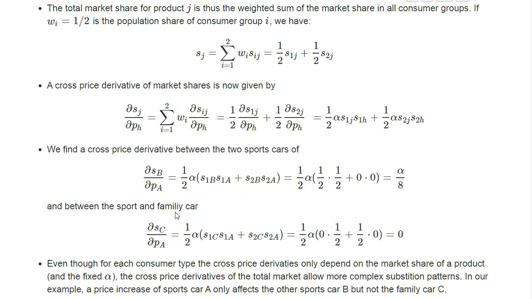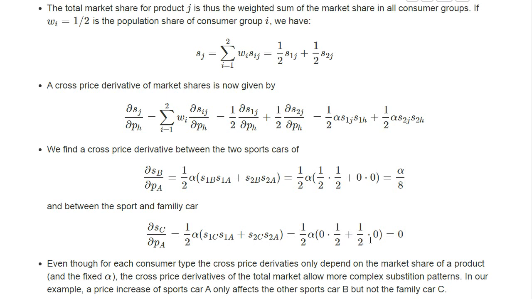Now let's compute how much a price increase by 1 unit of the sports car changes the market share in percentage points of the family car C. So we also have the simple formula, but here basically we have the product of the market share of product C in group 1 with the market share of product A in consumer group 1, and the same for consumer group 2. Now the thing is that in consumer group 1, the ones who like sports cars, the sports car A has a market share of 1/2, but the family car has a market share of 0, and 0 times 1/2 is 0.